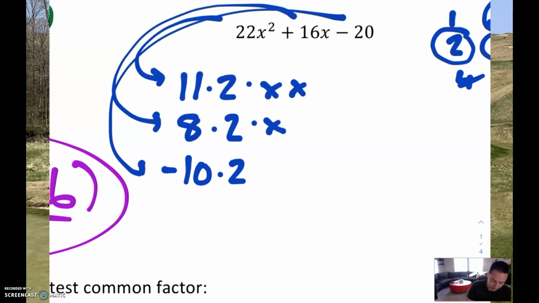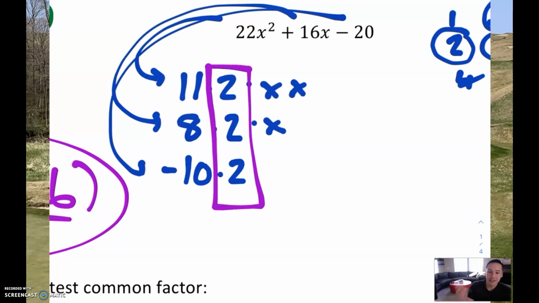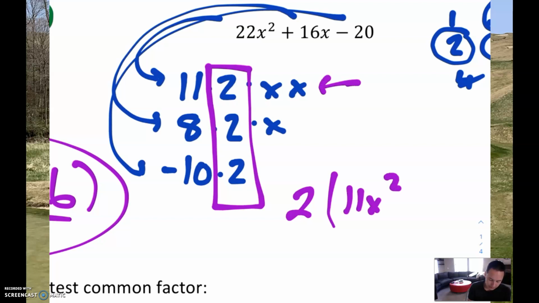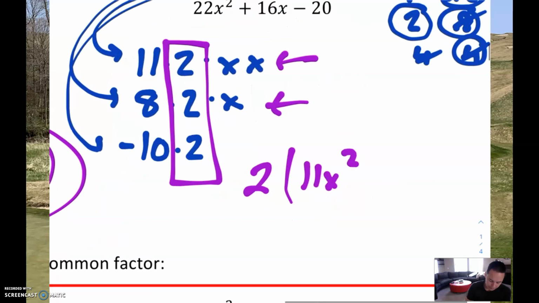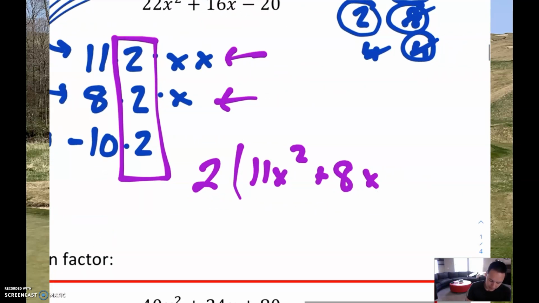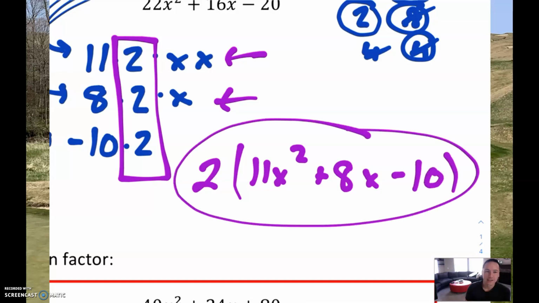Then we look for what they have in common. They all have this 2 in common. That's what gets taken outside. So we put a 2 on the outside of the parentheses, and we look at what's left. Over here, we're left with 11x squared. Over here, we are left with an 8x. And here we are left with minus 10. And that is your final factored answer.